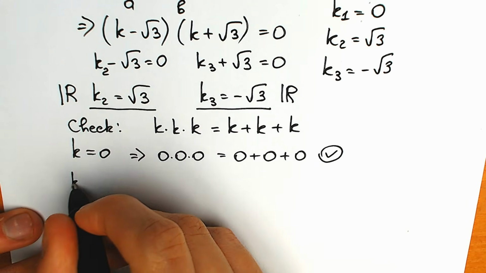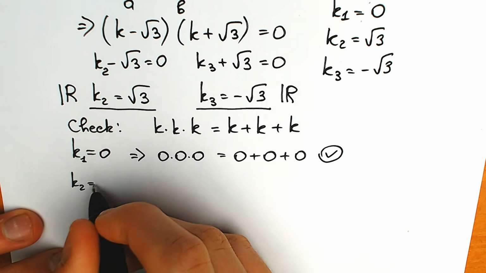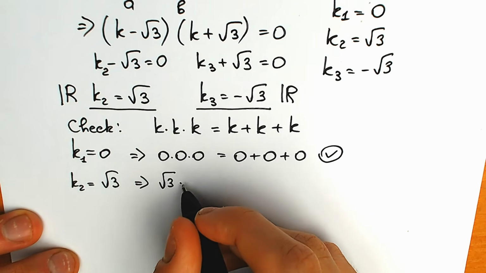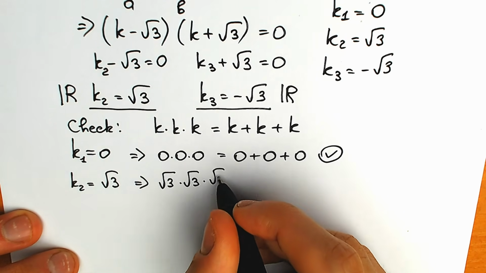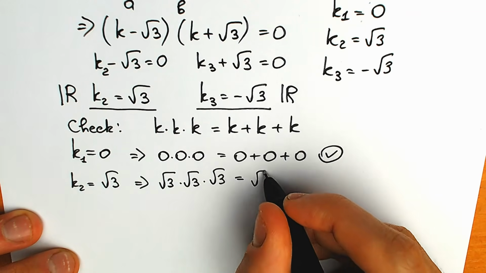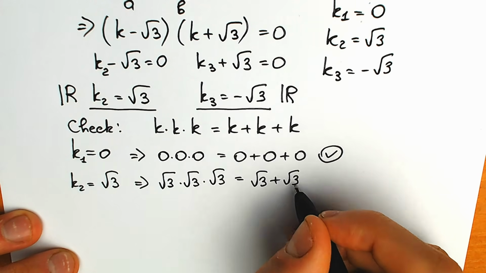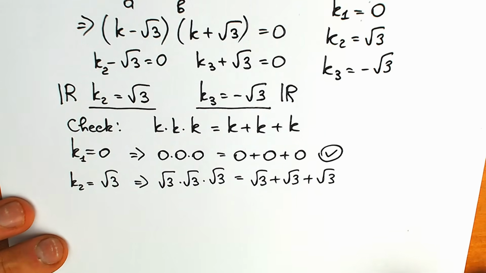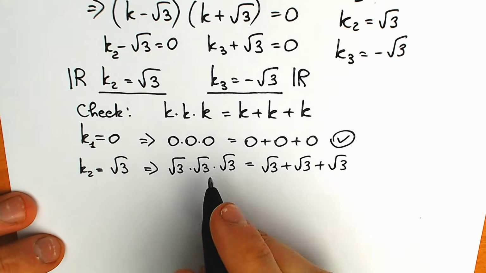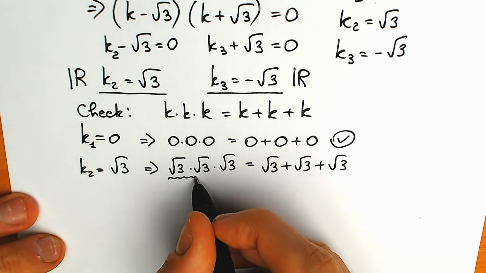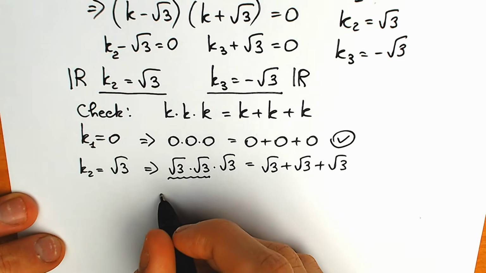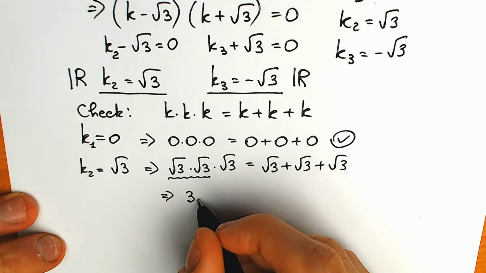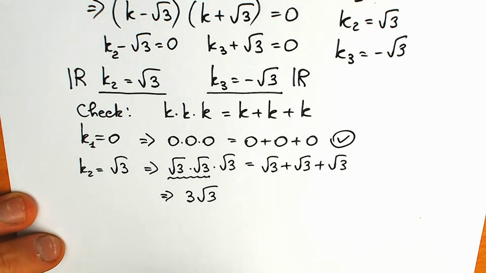So we have k first. Right here we have k second equal to square root of 3. So we have square root of 3 times square root of 3 times square root of 3 equal to square root of 3 plus square root of 3 plus square root of 3. Okay, so right now let's remember great algebra tricks. So square root of 3 times square root of 3 equal to 3. So as a result, on the left side we have 3, and this one we leave without any changes. So 3 is square root of 3.